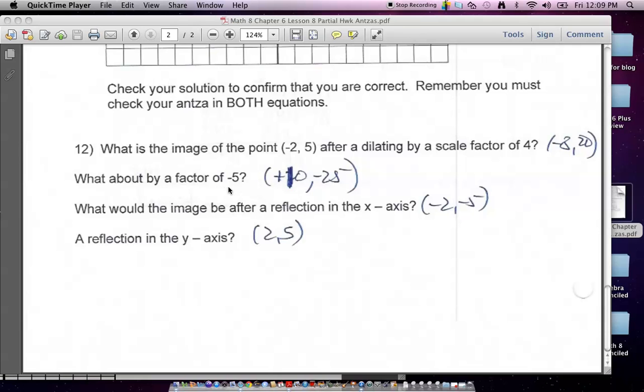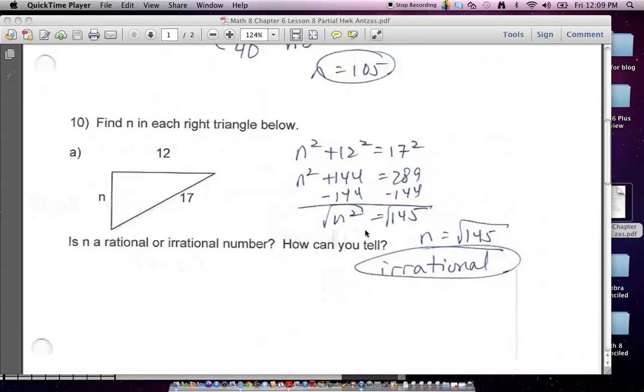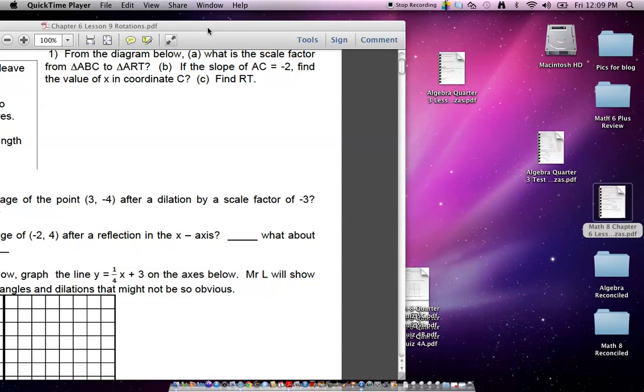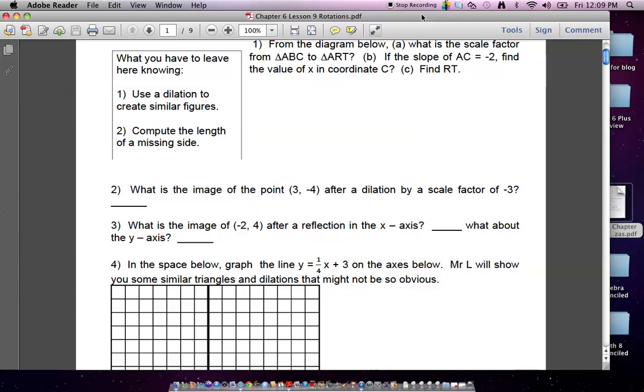What about by a factor of negative 5? Negative 2 times negative 5 is 10. 5 times negative 5 is negative 25. And this is what we did before about the reflections. Any questions on those? Okay. So that's a pretty good representation of what it is we've done so far with our work on transformation geometry.